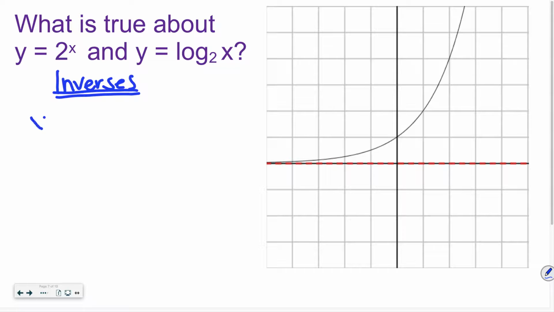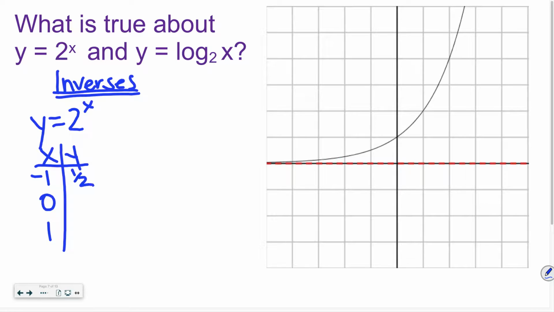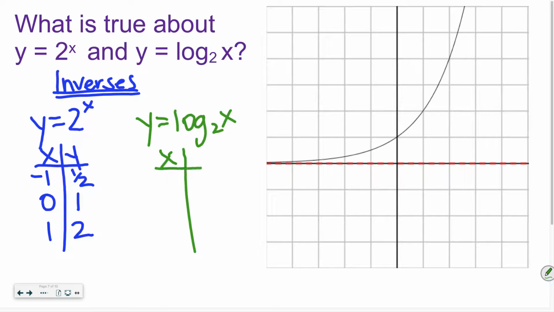Okay, so when we graph y equals 2 to the x, we graph the coordinates negative 1, 1/2, 0, 1, and 1, 2. Would you agree those are the 3 points that I want you to graph? Okay. So if we're talking about y equals log base 2 of x, we're talking about the inverse. And you just told me what happens with inverses? Their x's and y's switch. So this becomes 1/2, negative 1, 1, 0, and 2, 1.